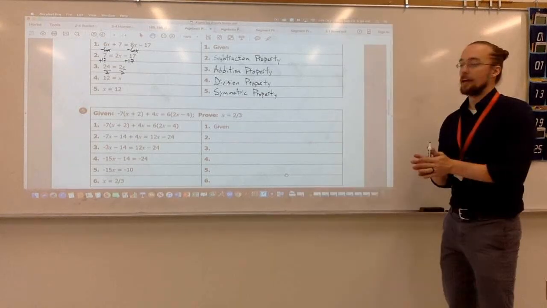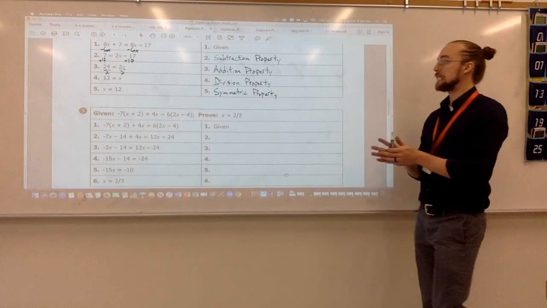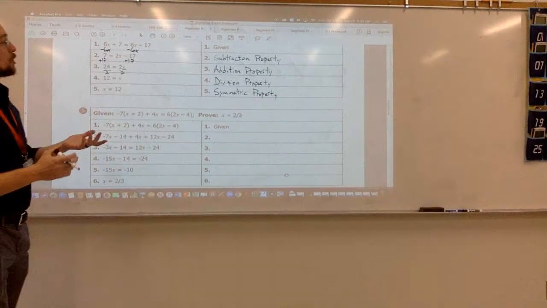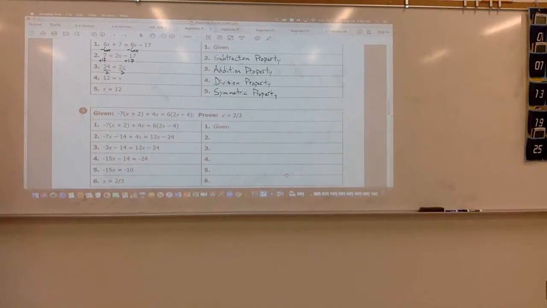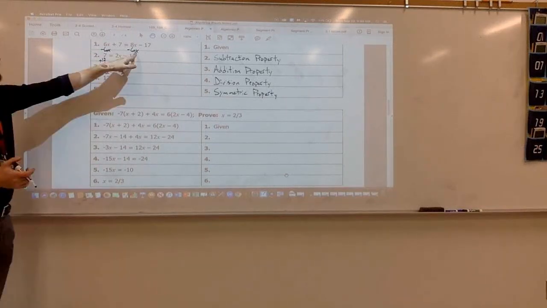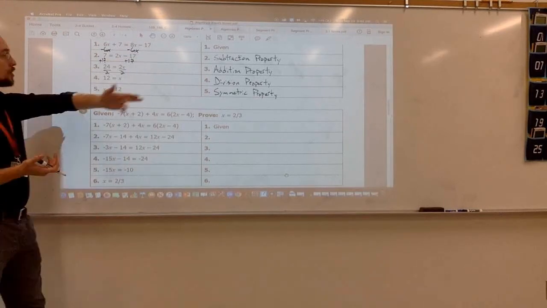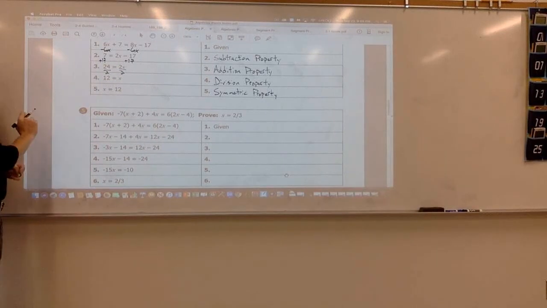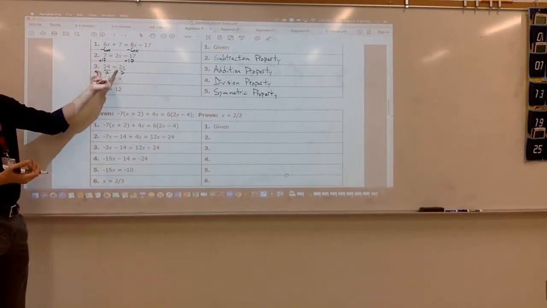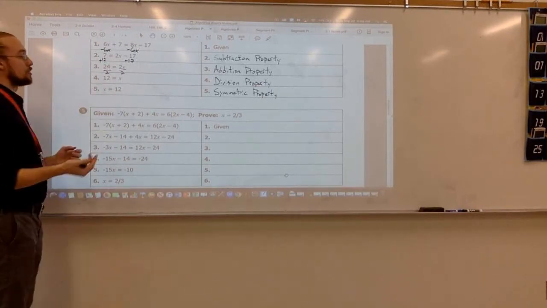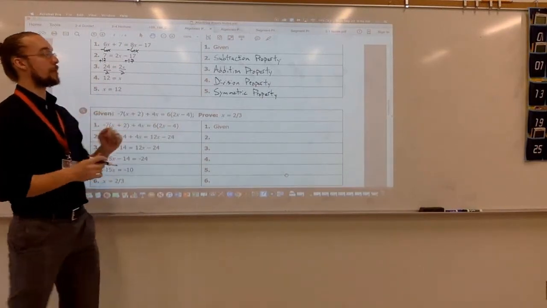All right, let's take a look at 4 and 5 together here. I put number 4 up on the board already. So my first line is the given equation. Then to get from this line to this line, they subtracted the 6x over to the right side. So that would be subtraction property. Then they added 17 to both sides. That would be the addition property. Divided by 2, division property. And then all they did was switch things across the equal sign. So that's the symmetric property.